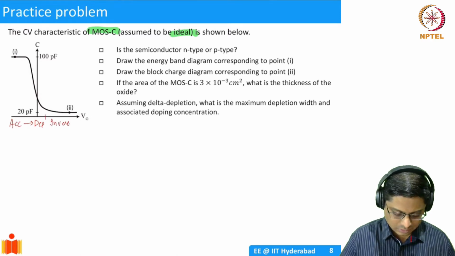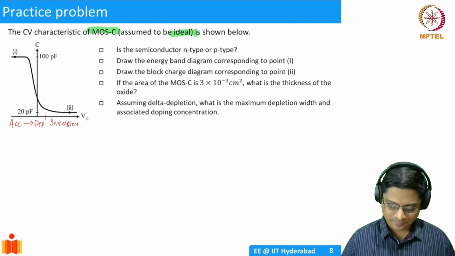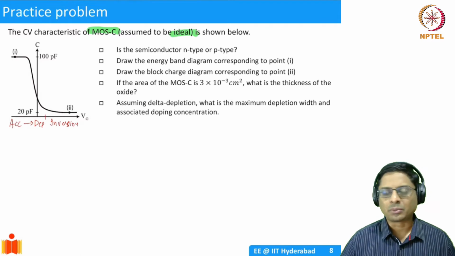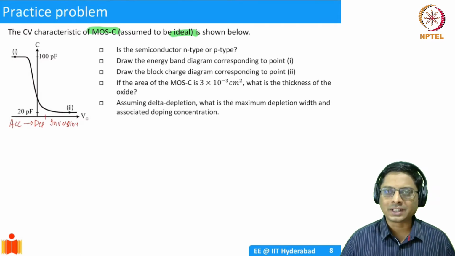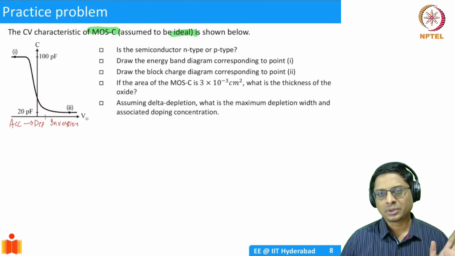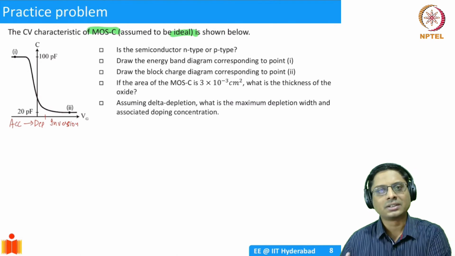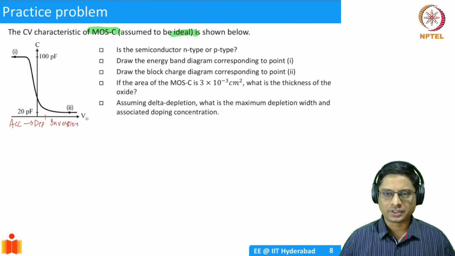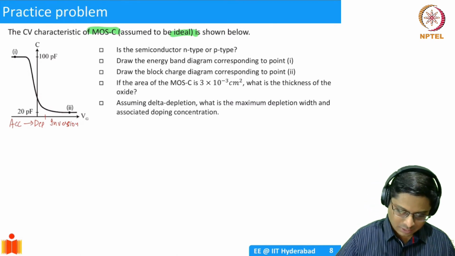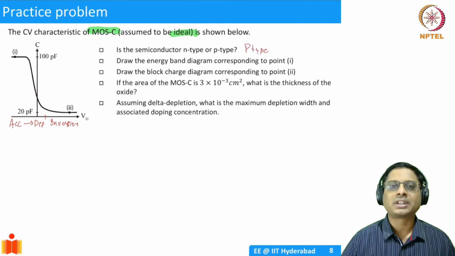So at positive voltages, we are having smaller capacitance. So it looks like it is a P-type substrate, because when you have a P-type substrate, you apply a voltage, then it creates a depletion region, and then you'll have inversion. So it looks like it's a P-type, right? You need to be able to explain why it is P-type.